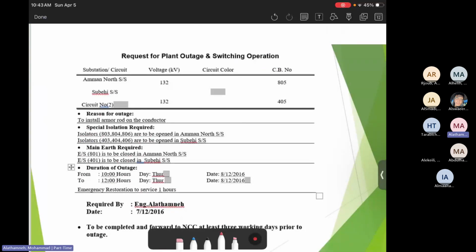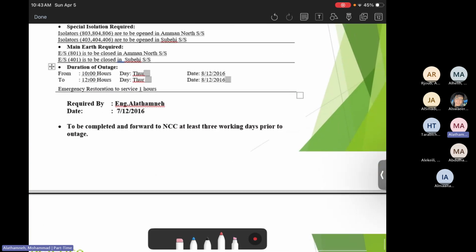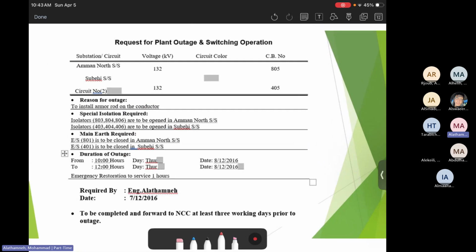There's the other thing, request for the plant outage and switching operation. What's this form? Actually, this is a form from real life that I used when I was part of NEPCO. Even like you see, it's in 2016. So what's the point of using this? In case there is something urgent or scheduled maintenance, we will use this.